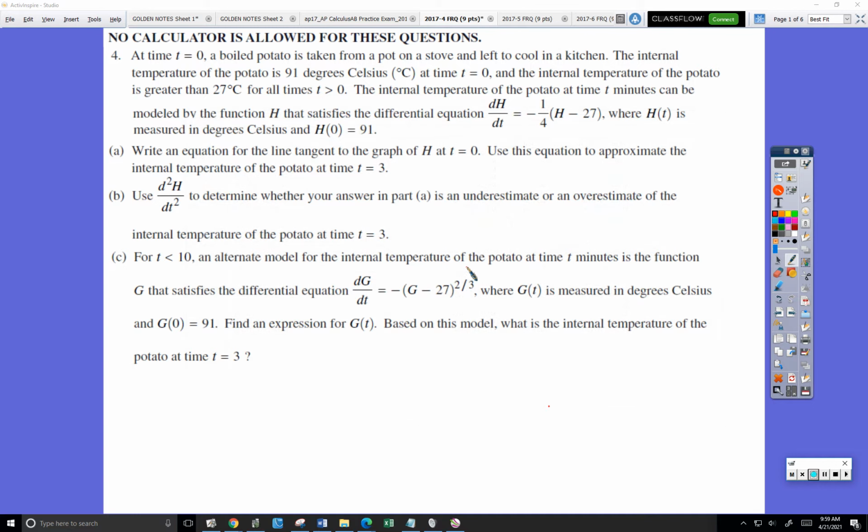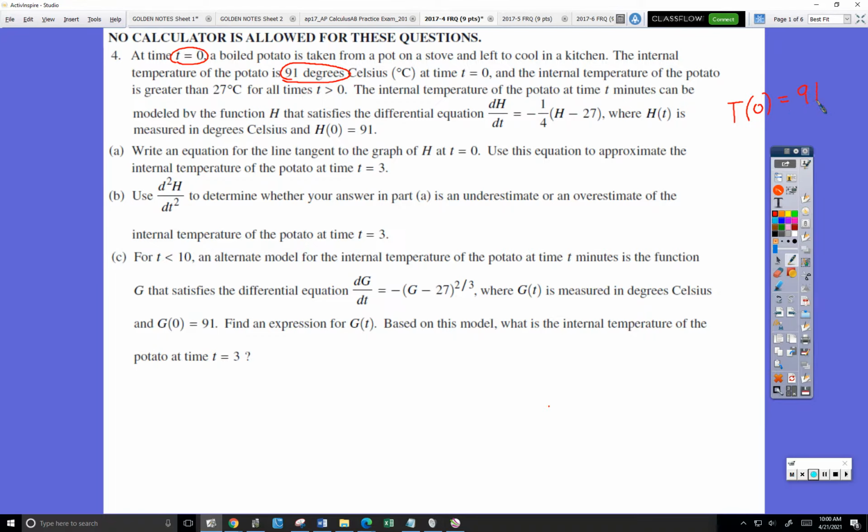This is 4a. At time equals 0, a boiled potato is taken from a pot on a stove and left to cool in a kitchen. The internal temperature of the potato is 91 degrees. Okay, so that's the key thing. We don't really care that it's a potato. All we care is that the temperature at time equals 0, so we'll say capital T of small t, that temperature is going to be 91.